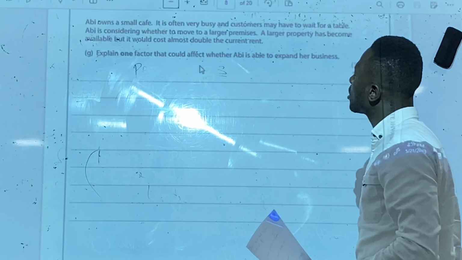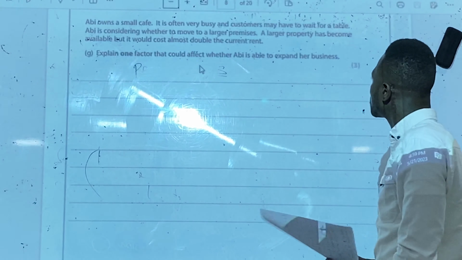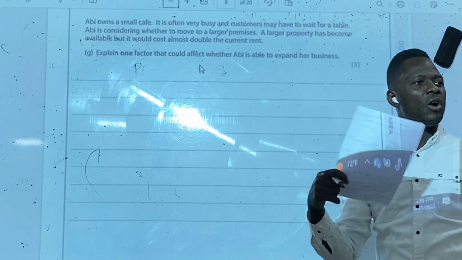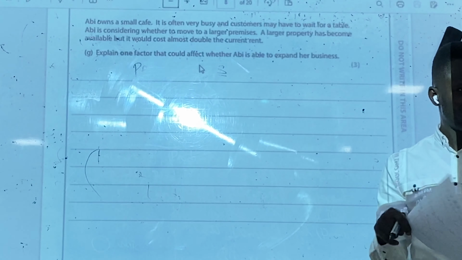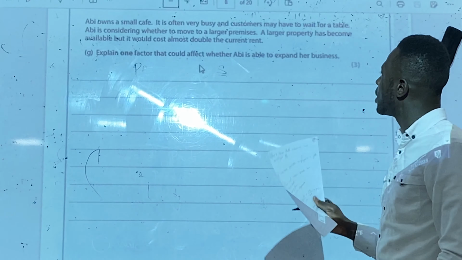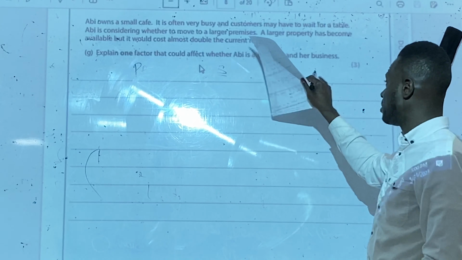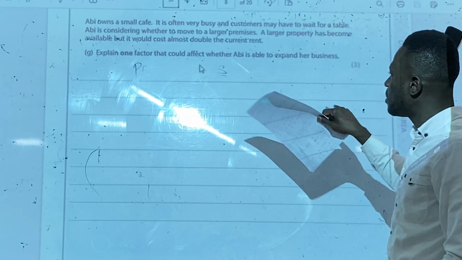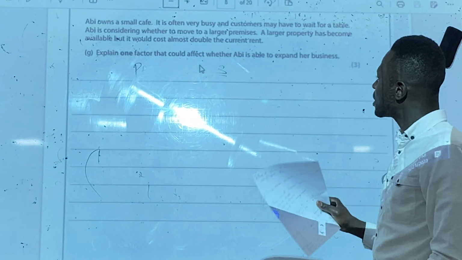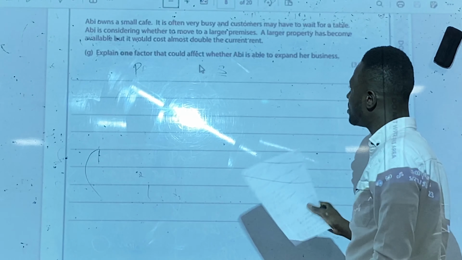So Abby owns a small cafe. It's often very busy and customers may have to wait for a table. That means they have to be on the queue. The service there is not that good. So Abby is considering whether to move to a larger premises. A larger property has become available, but it will cost almost double the current rent. Explain one factor that could affect whether Abby is able to expand her business or not.